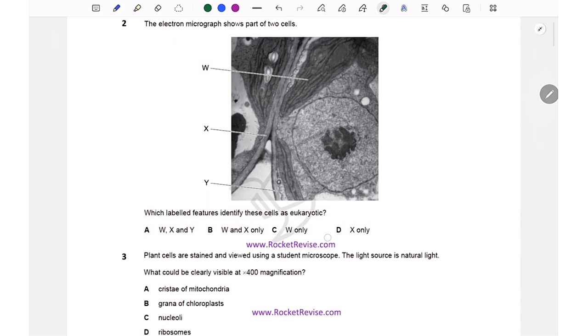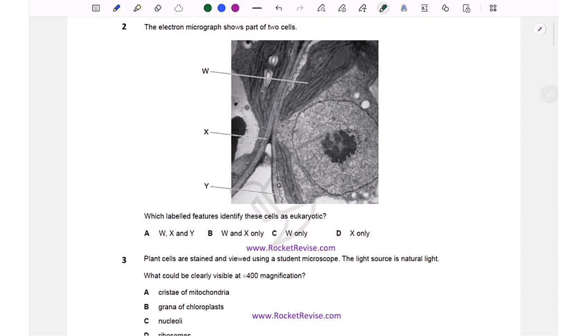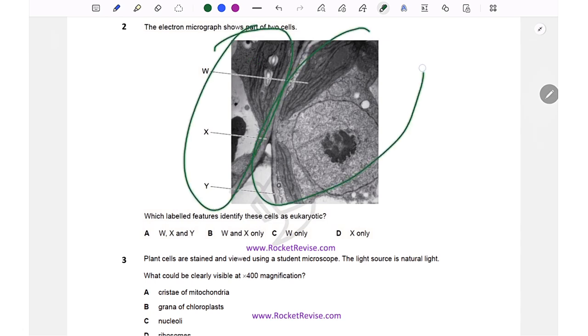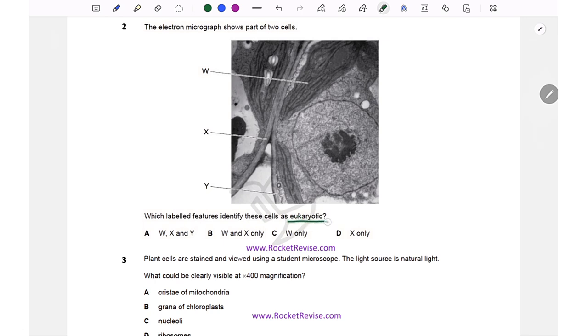Question number 2. The electron micrograph shows part of 2 cells. This is one cell and this is another cell. Which labeled feature identified these cells as eukaryotic? Remember, the one difference between eukaryotic and prokaryotic cells is that eukaryotic cells will have membrane-bound organelles, so that's what we're going to look for here. W, as you can see here, is the chloroplast, and that is a membrane-bound organelle, so that would be our answer.